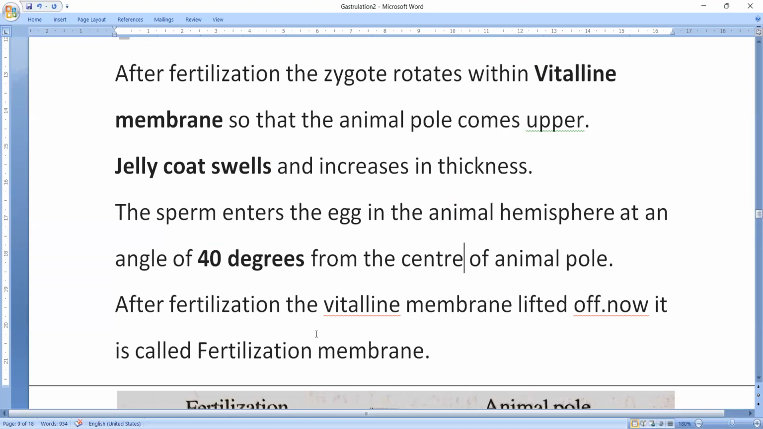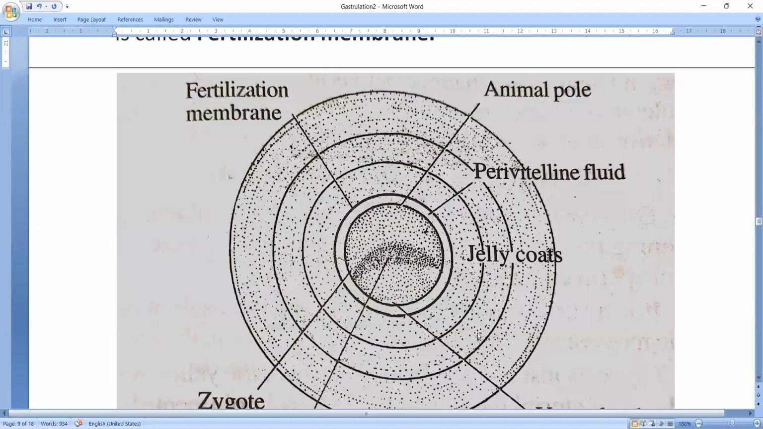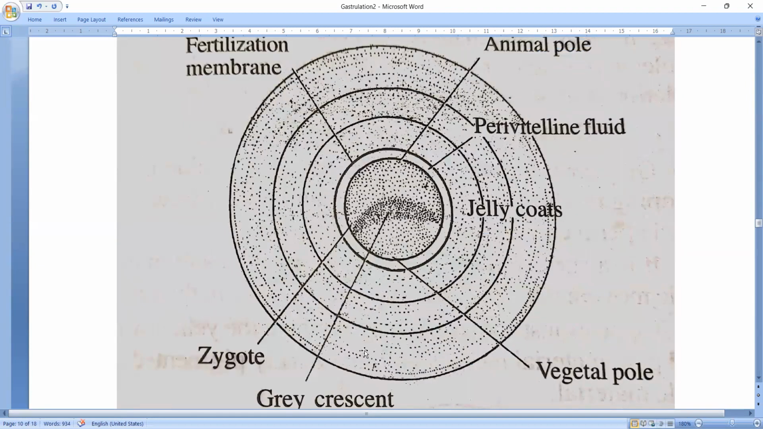Okay, so after fertilization, the vitelline membrane lifted off. Now it is called the fertilization membrane. So after fertilization, the vitelline membrane is lifted slightly, as shown here. This is actually the egg. The total structure is the zygote or fertilized egg. This is the vitelline membrane, and inside this membrane the ovum is found freely.